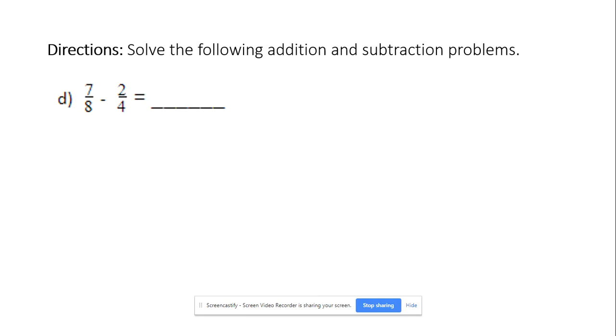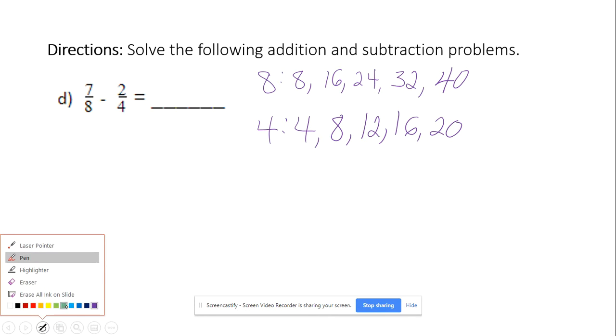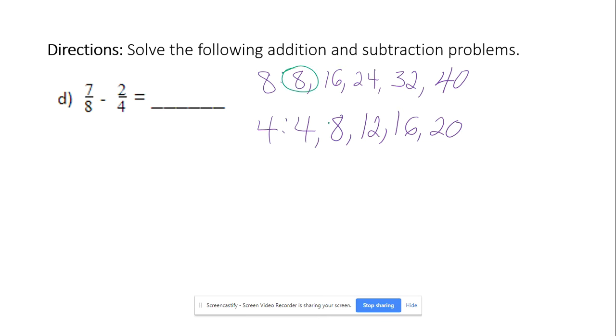One more problem. 7/8 minus 2/4. So we're going to list our multiples of 8. We have 8, 16, 24, 32, and 40. Now we're going to list our first 5 multiples of 4, which is 4, 8, 12, 16, and 20. Use another color to see which number is first in both lists. It looks like that is actually 8, which is super helpful because 7/8 is already in eighths. So if we're rewriting this in eighths, we just multiply the numerator and the denominator by 1, which gives the same number we started with, 7/8.